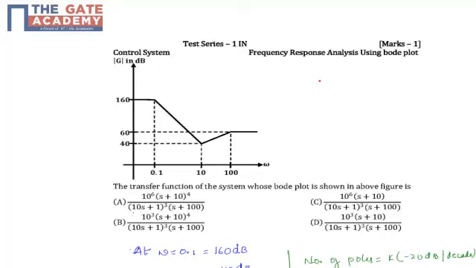So in order to find the transfer function, first we have to follow these steps. That is, first we have to find the number of poles and zeros from the plot, and once you have obtained the poles and zeros, we can find the transfer function.